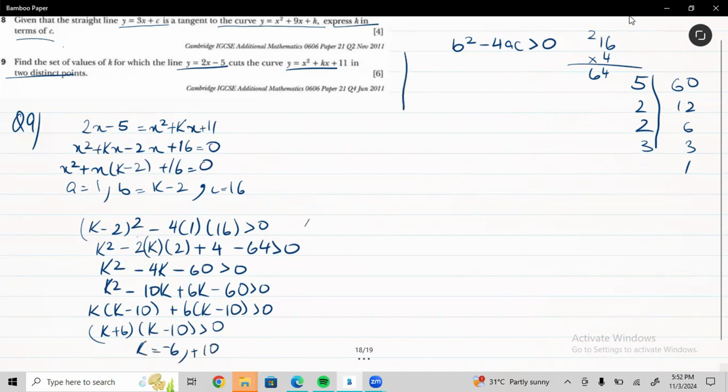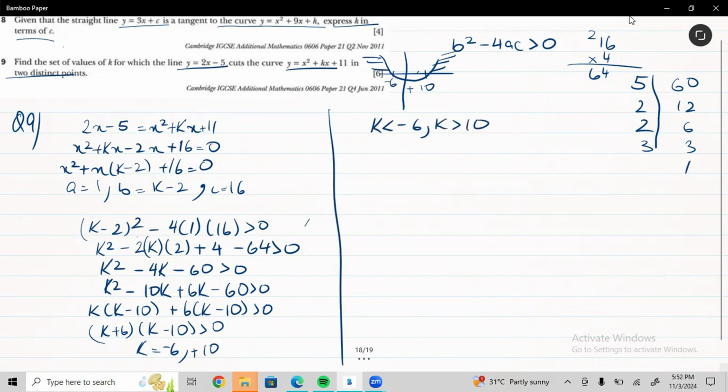If we construct a mini graph for our ease, we'd get negative 6 around here and positive 10 around here. They have asked us for the values which are greater than 0. So when they're greater than 0, it's going to be anywhere except the values which are less than 0. So we are going to say that k is less than negative 6 and k is greater than positive 10. And that's our answer for question number 9.